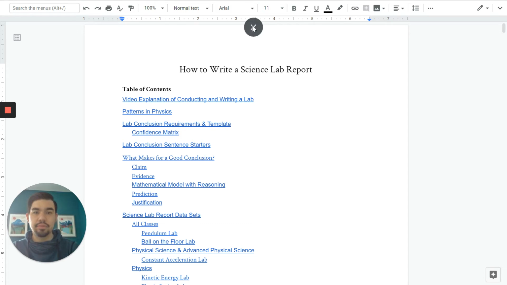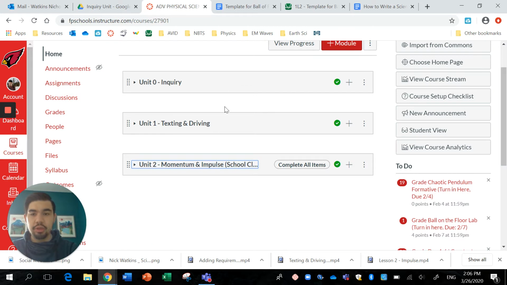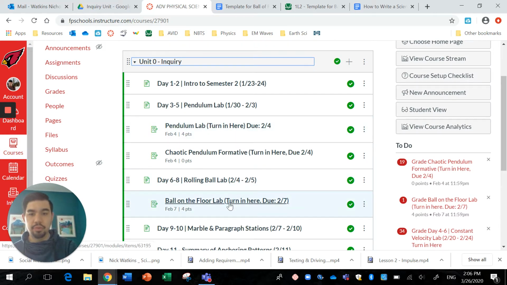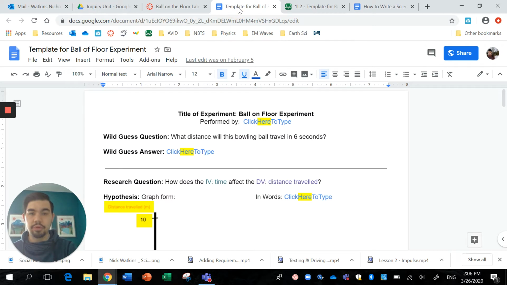All right, so first things first, we're just going to walk through a little example. Now, you remember all the labs that we've done, you can find within the modules of Canvas. So, for example, this semester we started with an inquiry unit. We did a pendulum lab, we did a ball on the floor lab. When you opened up these assignments, you'll see that you had access to the lab template. You had a Microsoft Word version, you also had a Google Doc version. So say I had opened up one of our versions.